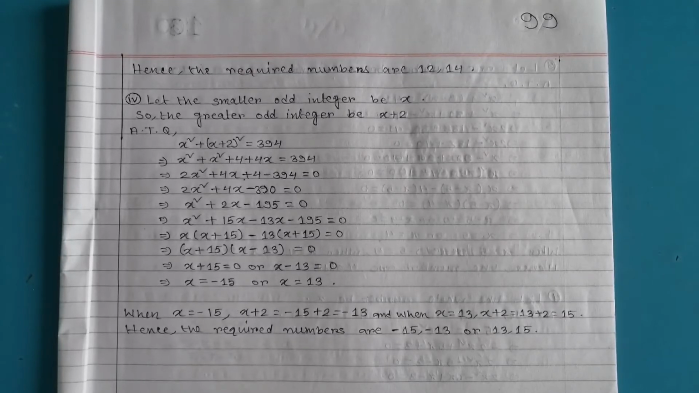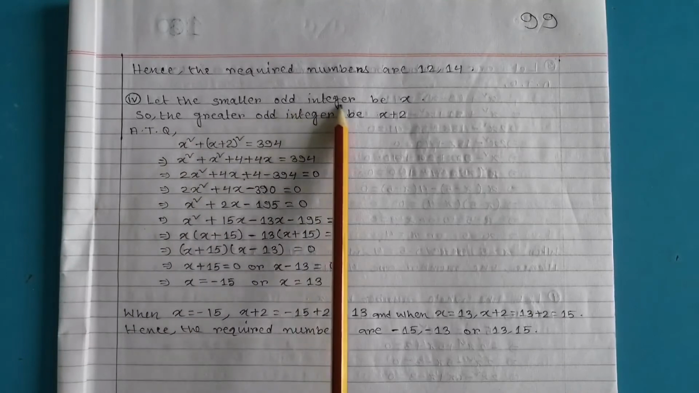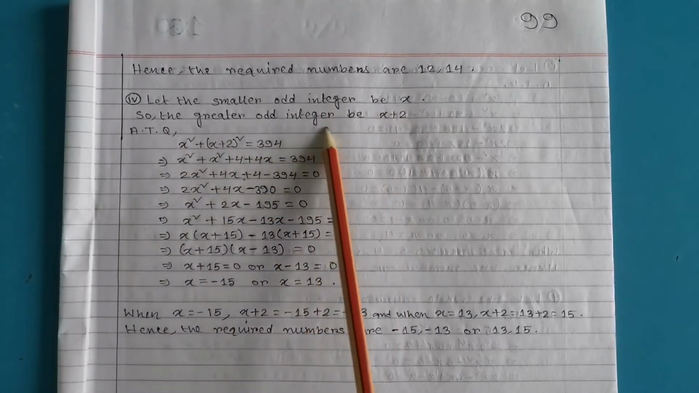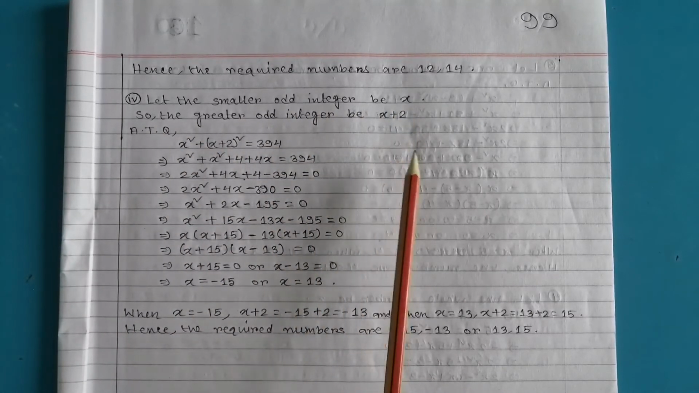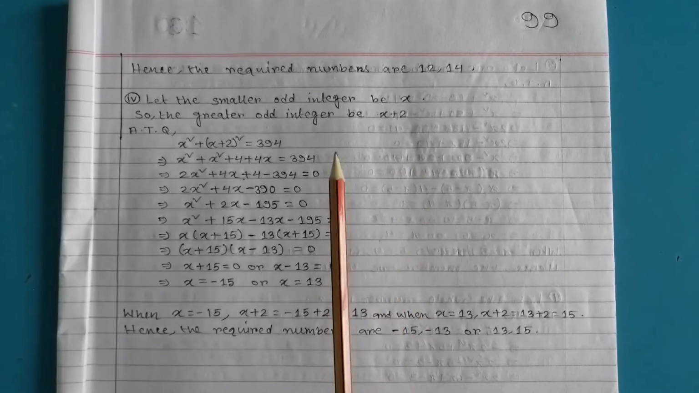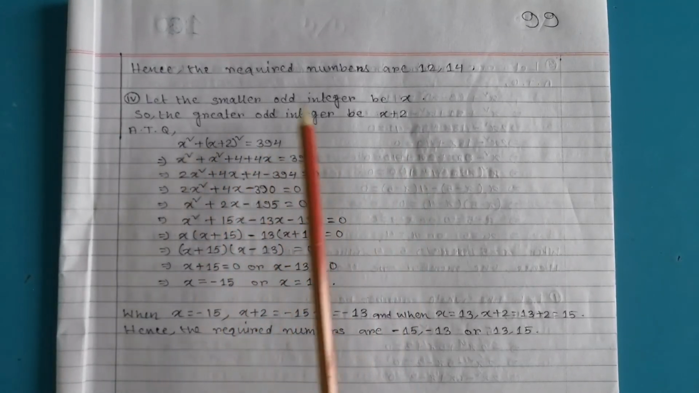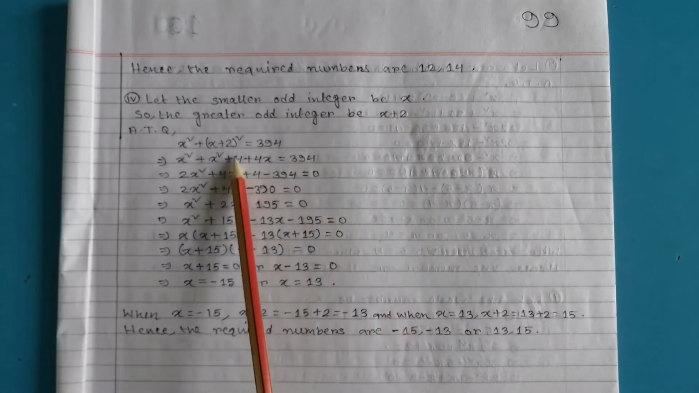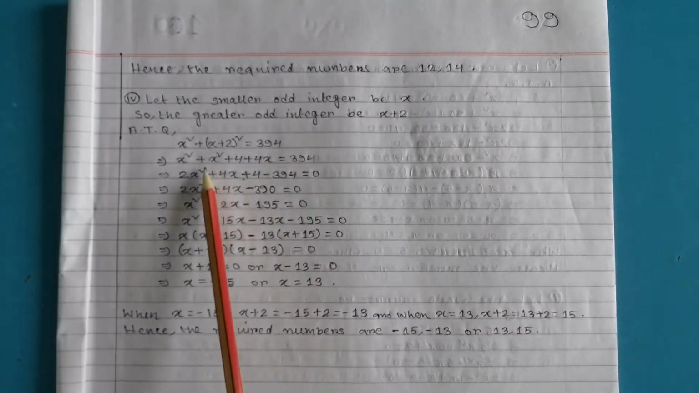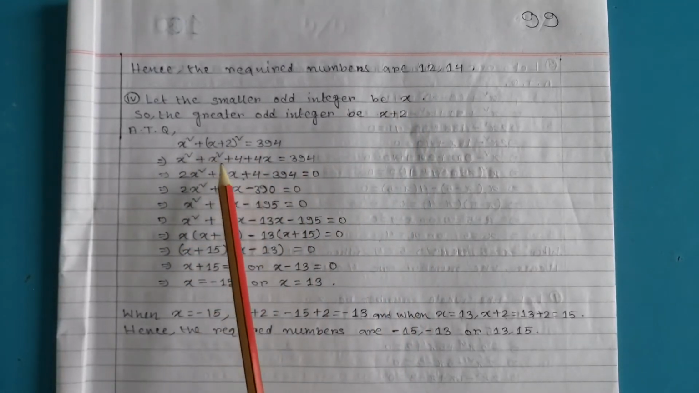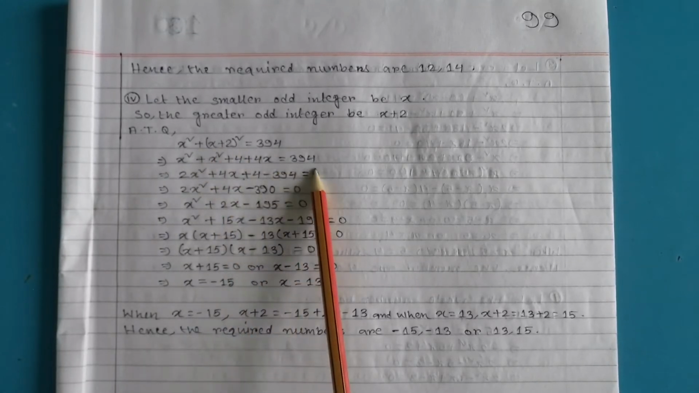So let the smaller odd integer be x, and let the greater odd integer be x plus 2. The condition given is that the sum of their squares equals 394. So the sum of their squares means x square plus x plus 2 whole square equals 394. x plus 2 whole square is x square plus 2 square, that is 4, and 2 into x into 2, that is 4x, equals 394.